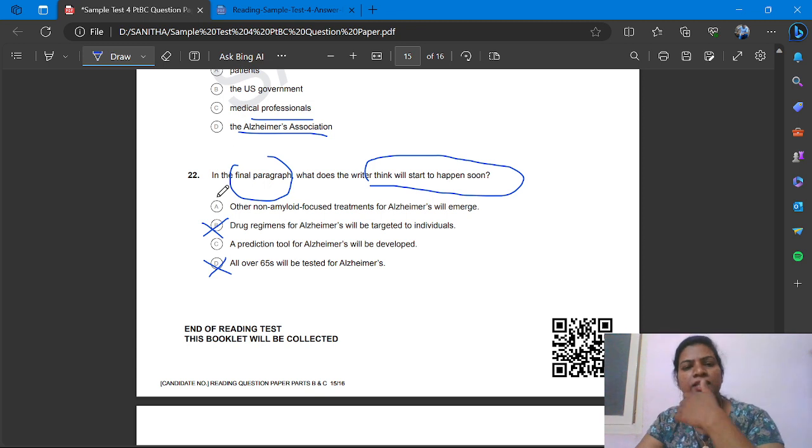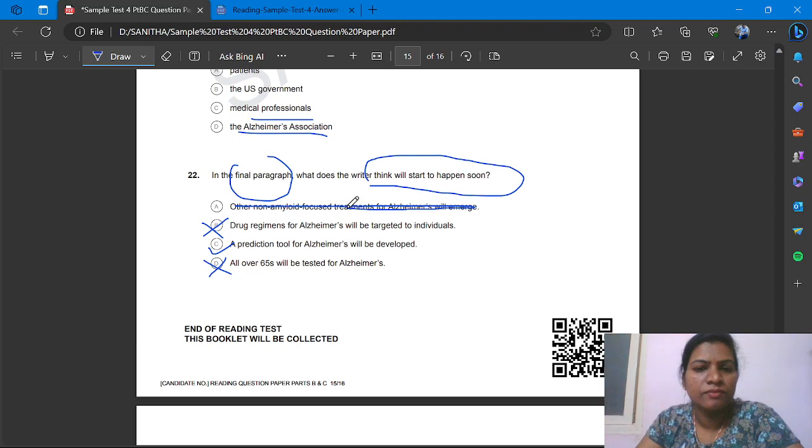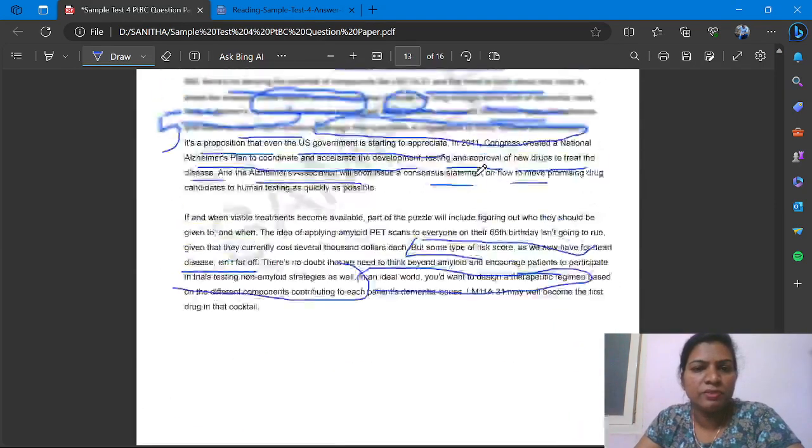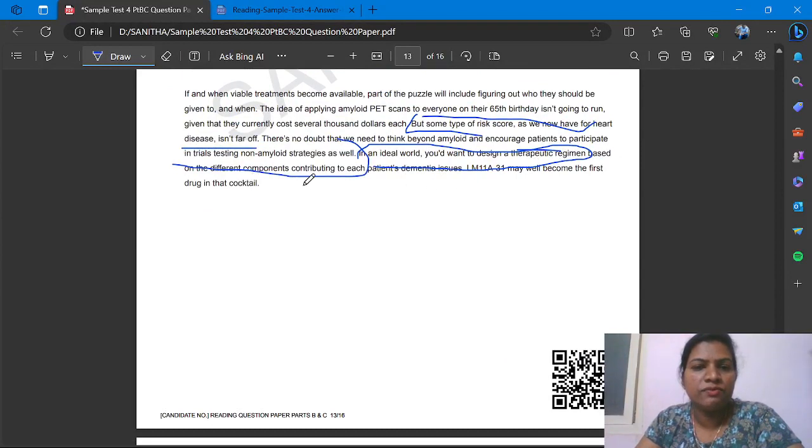What is the correct answer? The question: what does the writer think will start to happen soon? What is the answer? A, a prediction tool for Alzheimer's will be developed. You got the answer, so you can eliminate the others. What will happen? A therapeutic regimen based on the different components for each patient, in an ideal way. You would want to design a therapeutic regimen based on the different components contributing to each patient's dementia, and this drug will become the first drug in that cocktail. So you will get the answers from here.